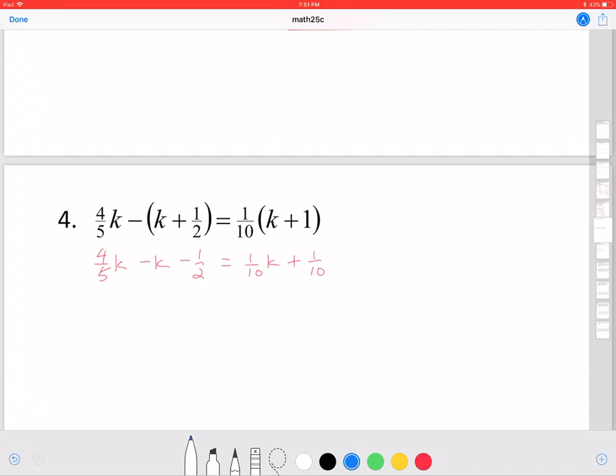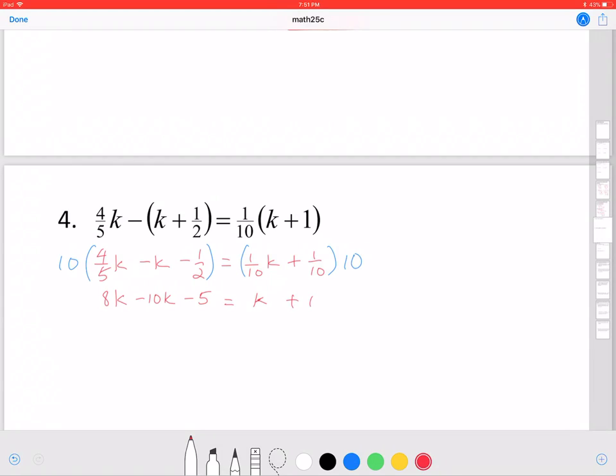So I've got 4 fractions. Denominators are 5, 2, 10, and 10. So the LCD here is 10. I'm not going to write everything out. Let's see what happens. I have 10 times 4/5. That's like doing 10 divided by 5, which is 2. 2 times 4 is 8. Next one, there's no fraction, so that should just be negative 10k. 10 times negative half is negative 5. On the right-hand side, the 10 should just cancel out nicely, so that should just be k plus 1.